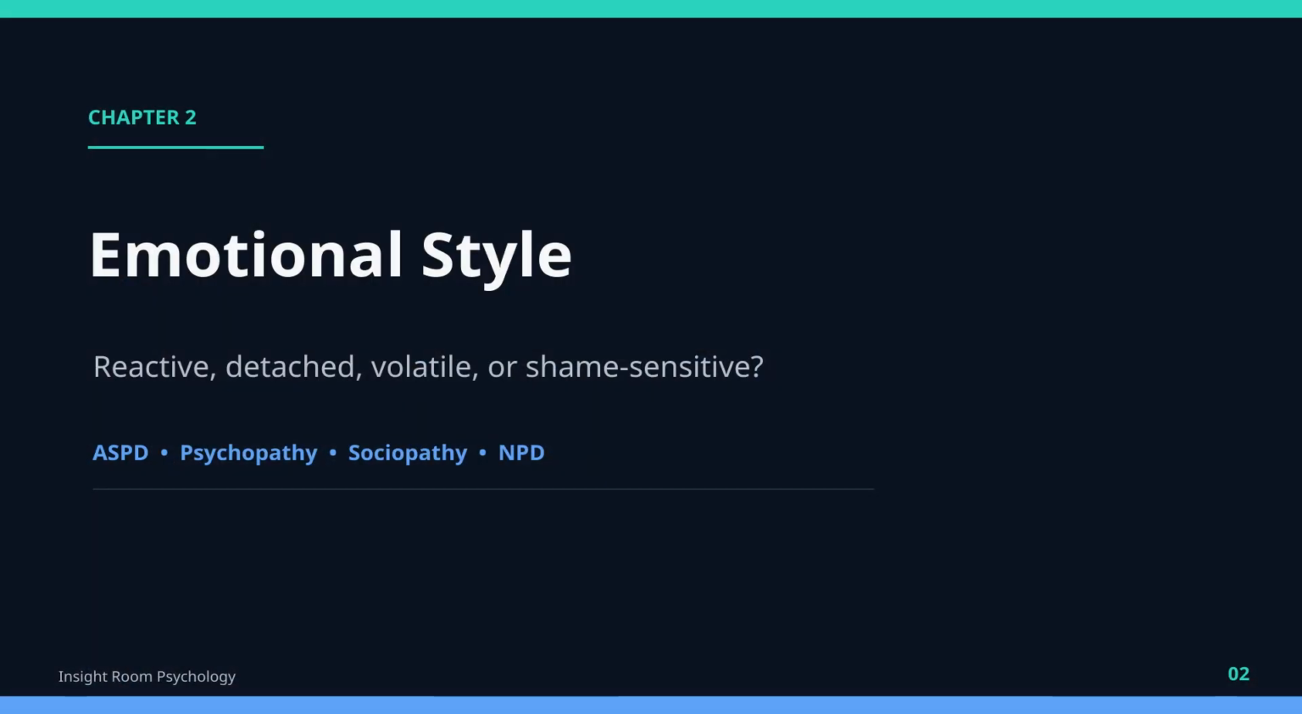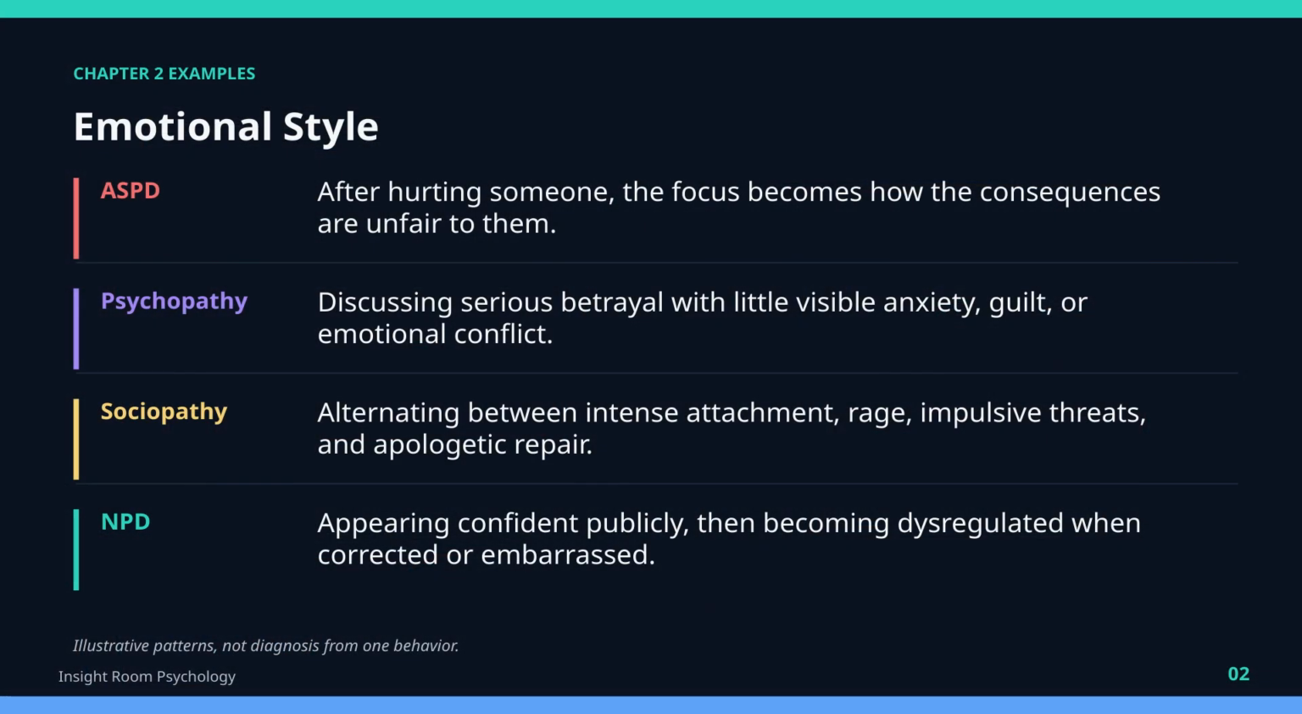Chapter 2. Emotional Style. Now, let's talk about emotional style. With ASPD, the emotional style can vary. Some people may appear irritable, reactive, impulsive, easily angered, or indifferent to consequences. Others may seem emotionally detached or unconcerned.